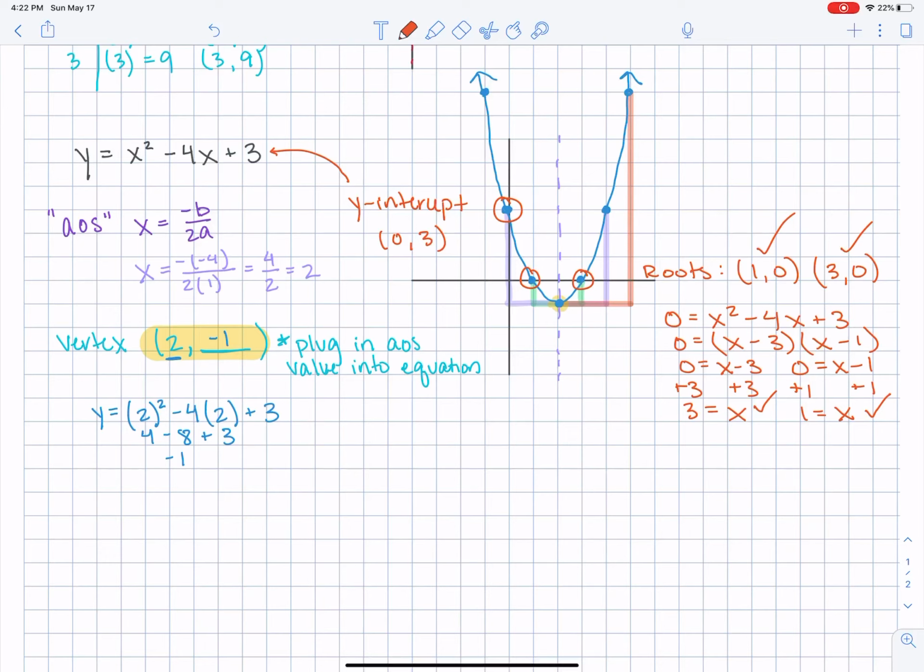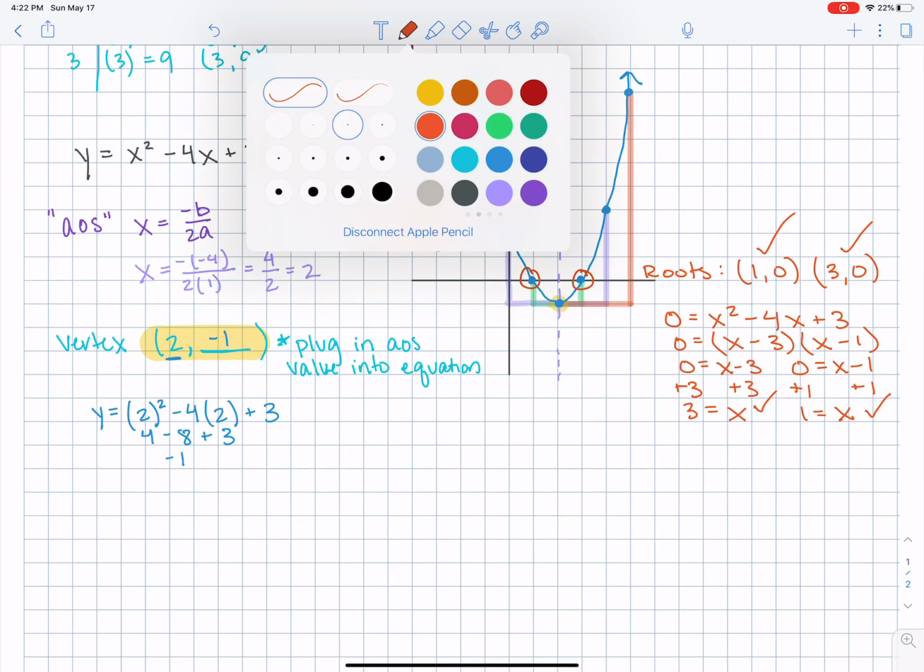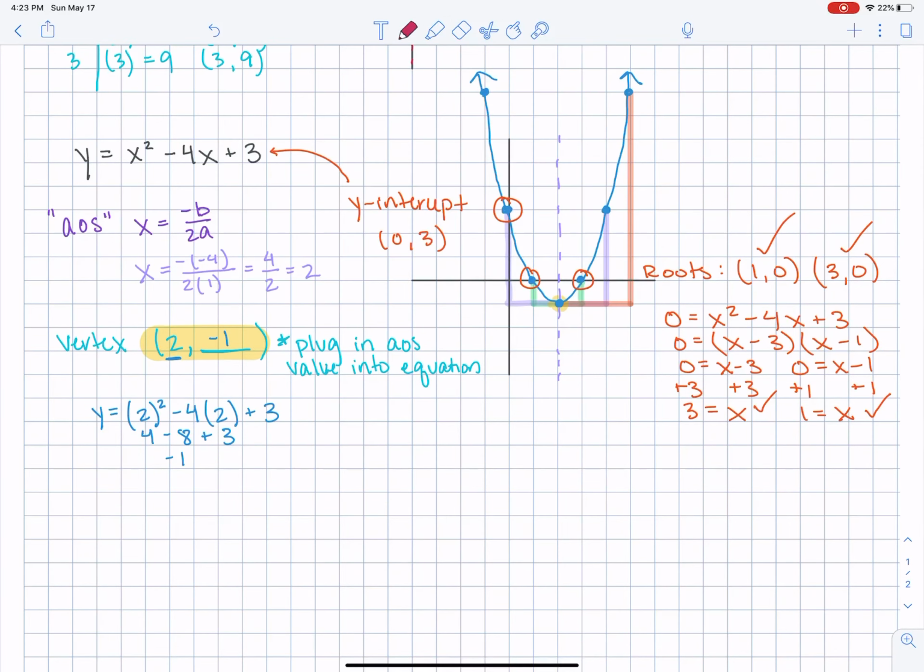Okay, so far I've gone over my axis of symmetry, my vertex, my y-intercept, my roots. The only other thing that I would like to talk a little bit about is my domain. So my domain is from -infinity all the way to positive infinity. But my range, always remember your range is your y value, is going to start at -1 and it's going to go up. So y has to be greater than or equal to -1.